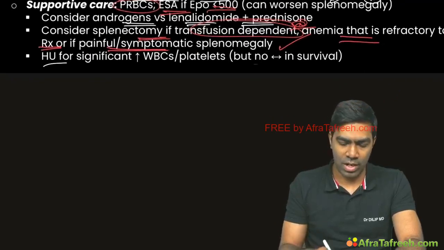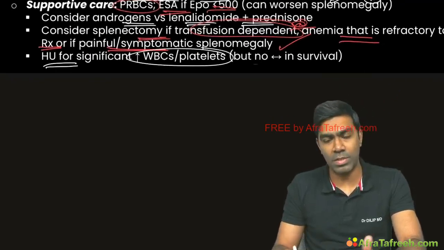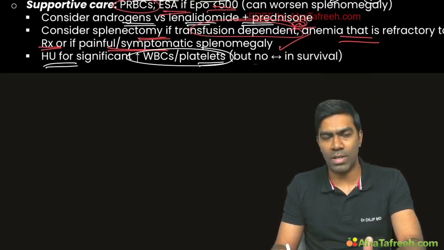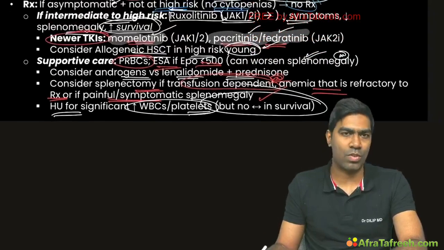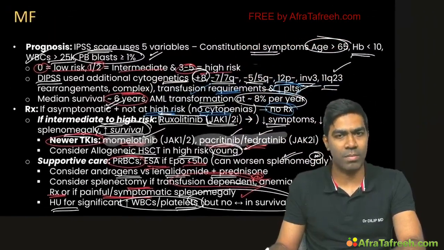And one can also try hydroxyurea if the WBC counts and/or platelet counts are higher, especially if the platelet count is more than 1 million or 1.5 million, you can try hydroxyurea, but hydroxyurea is not associated with improved survival. That's why we don't use it often in the setting of primary myelofibrosis.